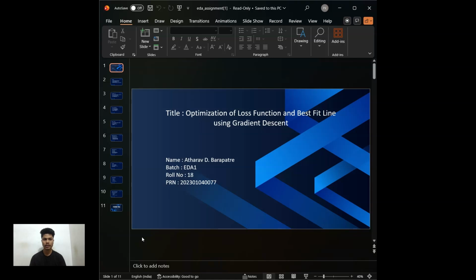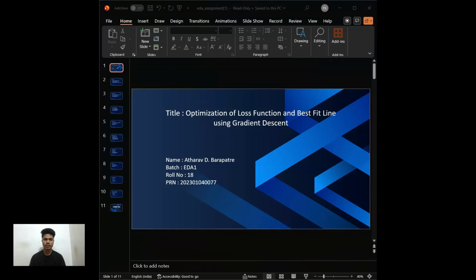Today I am going to explain an important topic, that is optimization of loss function and best fit line using gradient descent. Now this topic might sound a bit technical, but don't worry. I will explain it in a simple and easy way.